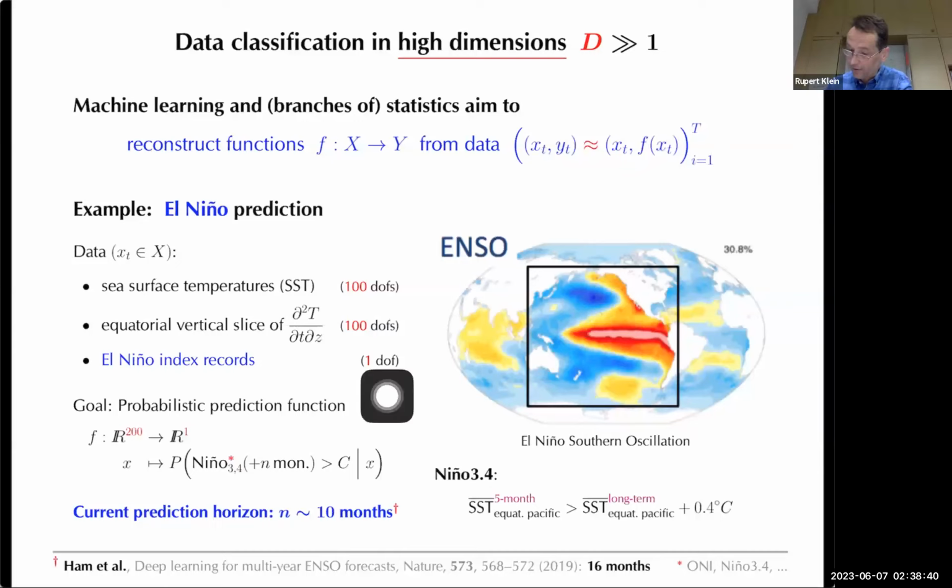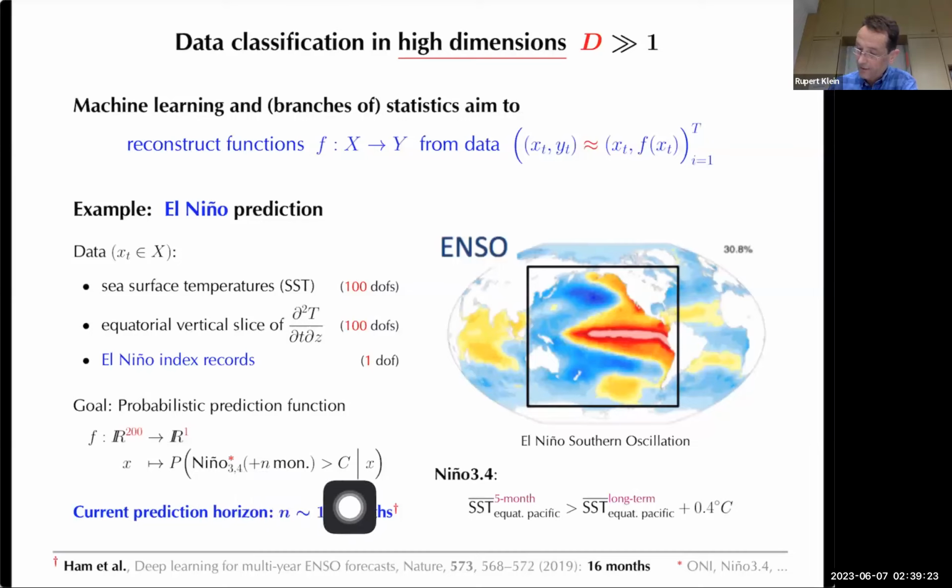In the concrete case that we have here, we want to learn a function that takes in surface temperature measurements, say 100 measurements of temperature of the sea surface in the Pacific region, and some 100 additional degrees of freedom of a vertical slice through the ocean near the equator, and you want to predict from it an index or a probability of finding what is called the Niño 3.4 index being 1, 0, or minus 1. What does it mean?